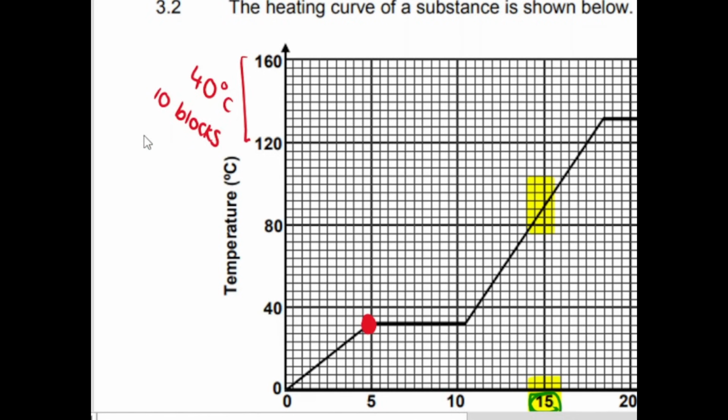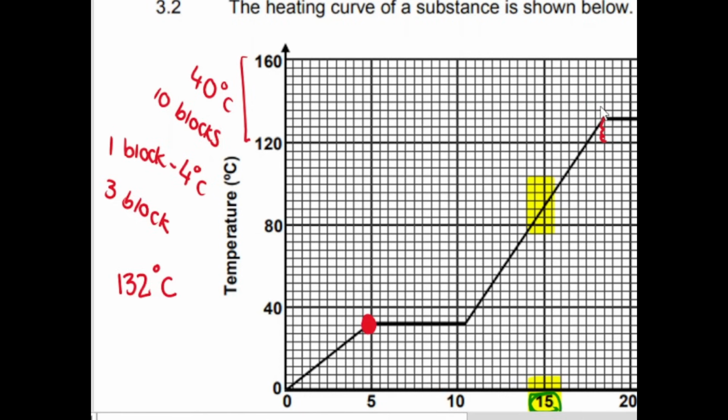That means that one block will represent 40 divided by 10. One block would represent 4 degrees Celsius. So what I mean by that is we can see that the boiling point is over here. It is 1, 2, 3 blocks higher than 120 degrees. So if one block represents 4 degrees Celsius, 3 blocks will be 124, 128, 132 degrees Celsius. I hope that makes sense.